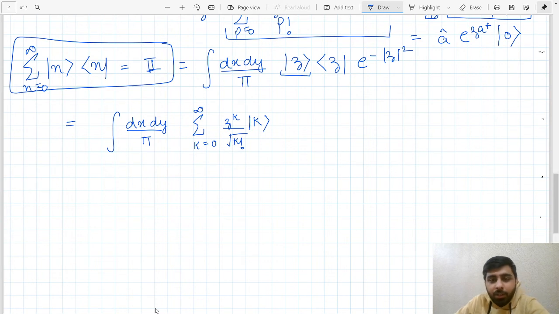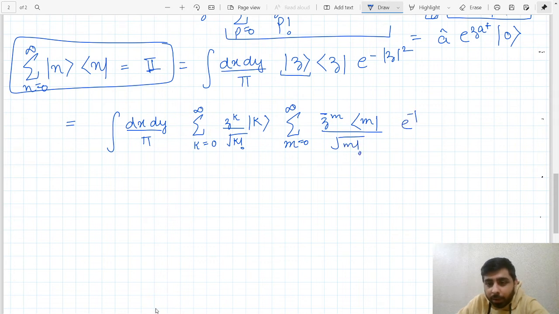Now this is a ket and this is a bra, so we have to invert this in a sense, and we'll have to use a different dummy variable. So let's take this to be m equals 0 to infinity, and let's write this z complex conjugate to the power m upon square root of m factorial, and as usual we have e to the power minus mod z square.